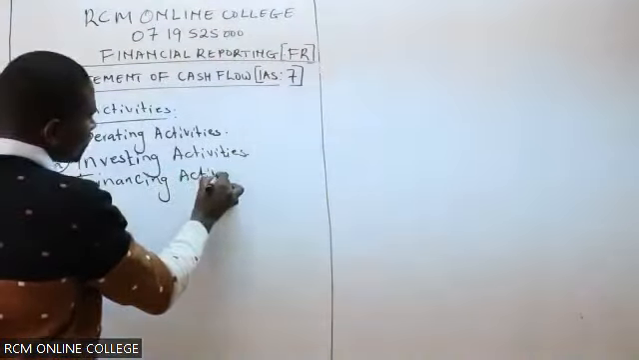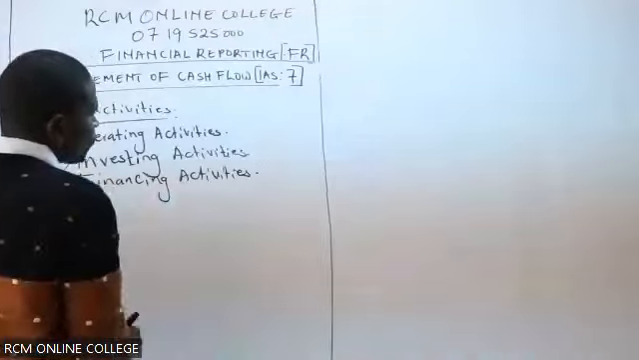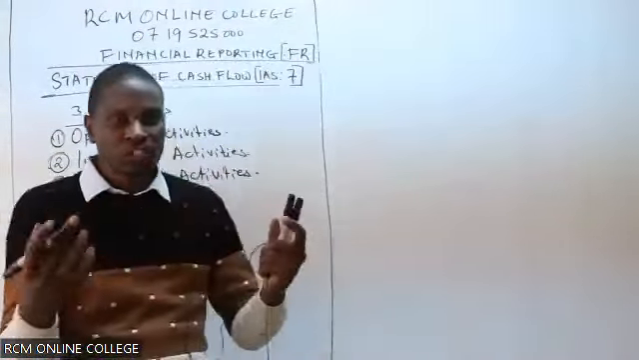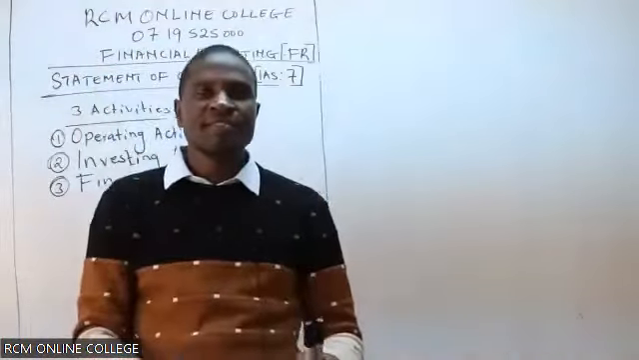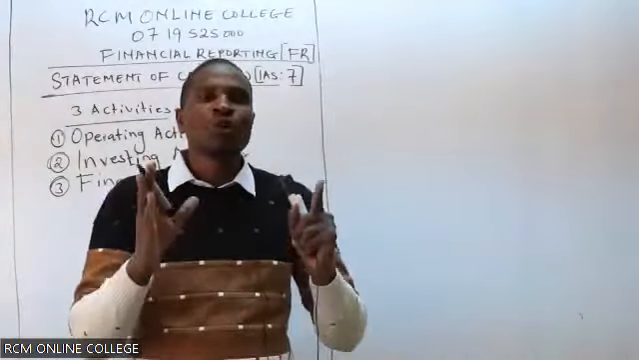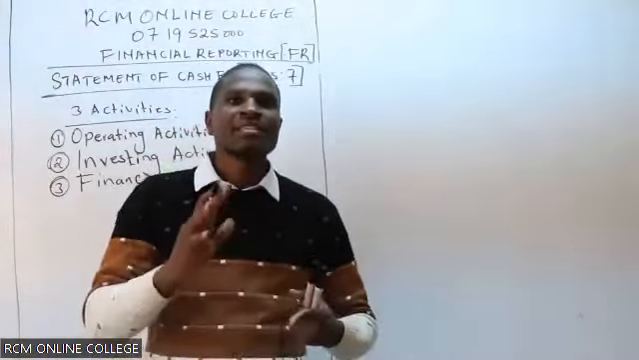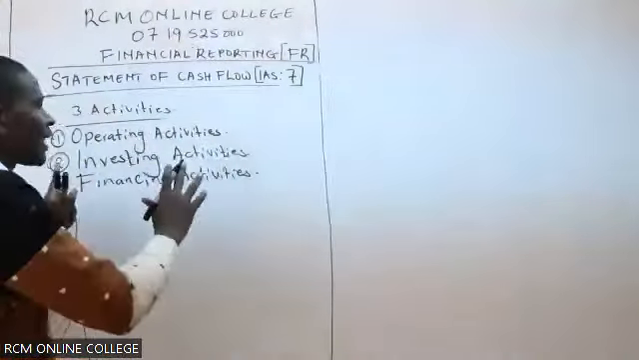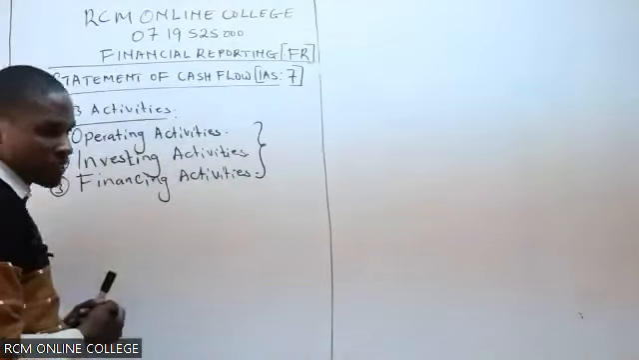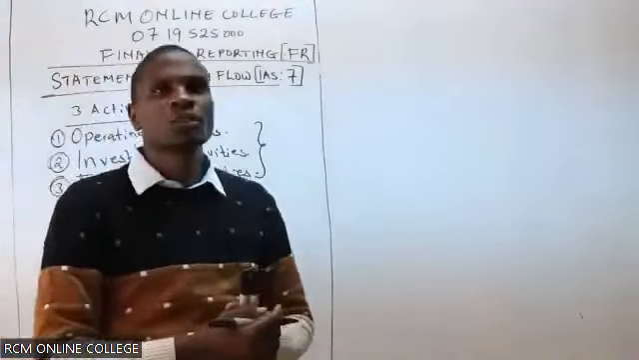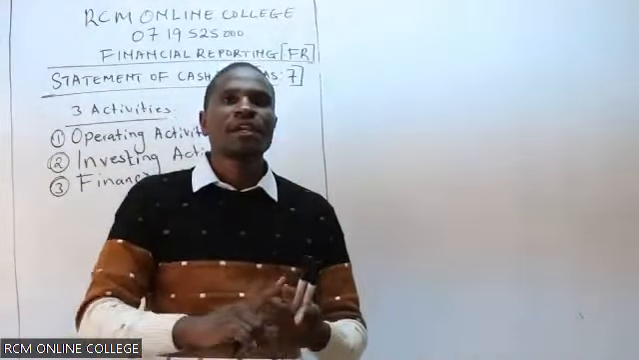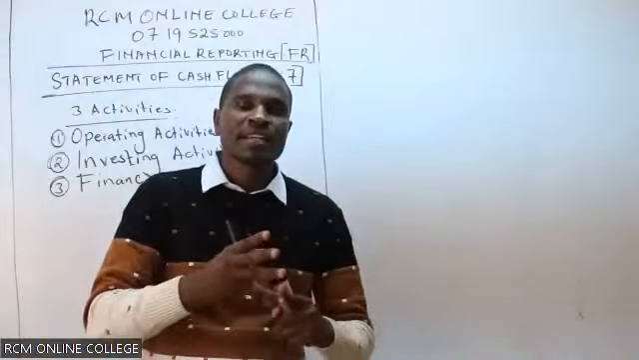Before the end of today's class, you will be in a position to know how we arrange these activities and how we come up with a statement of cash flow. In fact, what is important for you to note today is that those are the activities found as far as the cash flow statement is concerned. You're going to find the 3 activities: operating activity, investing activity, and then financing activity.